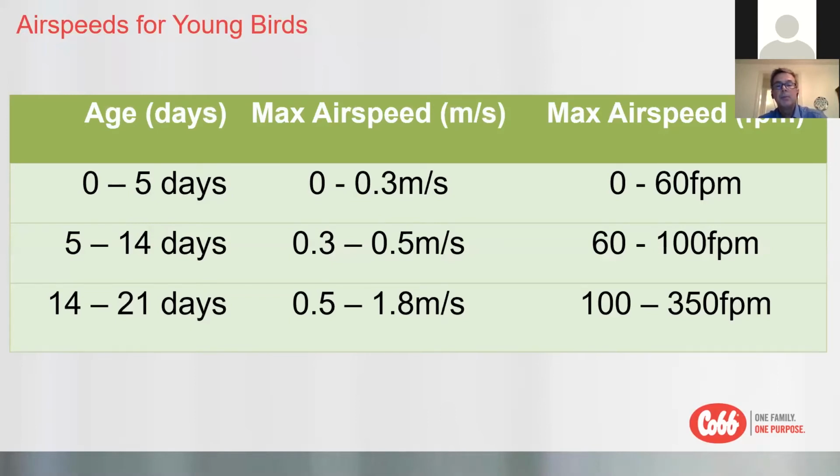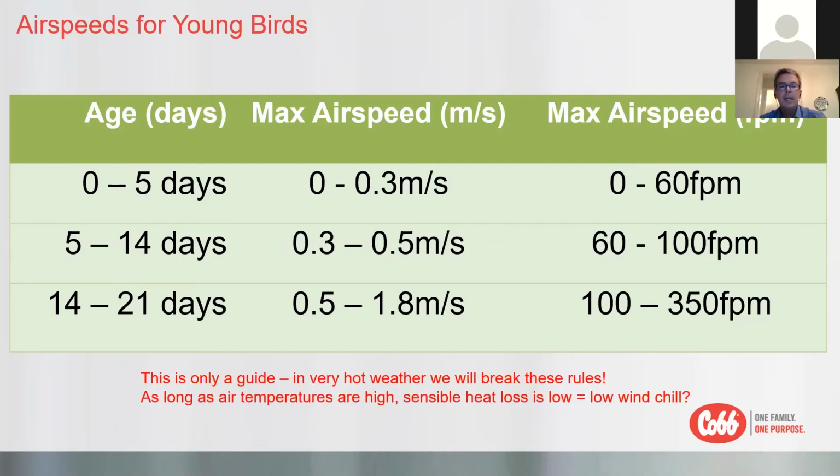In the second week, 0.3 to 0.5. And once we go up to 21 days, they will tolerate up to 1.8 meters per second. Now, this is when the temperature around the bird is similar to the target temperature. The minute you narrow the differential between the body temperature of the bird and the incoming air, so if your temperatures outside are 36, 37, and even 38 degrees Celsius, you can break the rules. You will have to run more velocity across these birds because we've narrowed that differential.